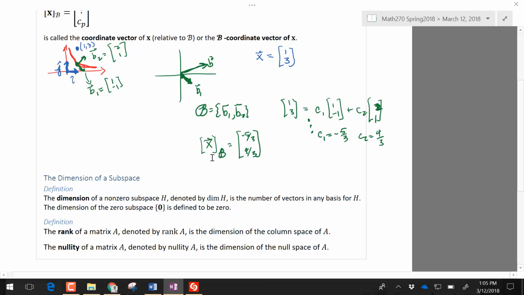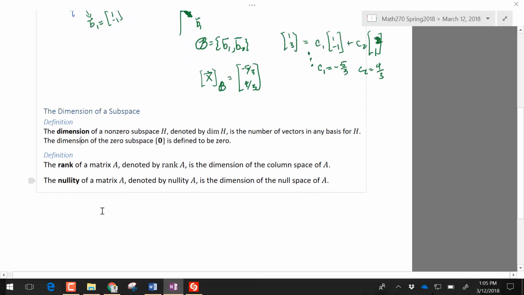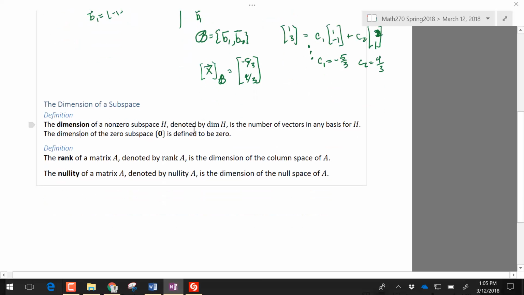Now let's go back to the idea of our row and column spaces, our subspaces, and count the dimensions. So let's define dimension first. The dimension of a non-zero subspace, denoted by dim H, is the number of linearly independent vectors that span that space. In other words, the number of vectors in the basis that you have.